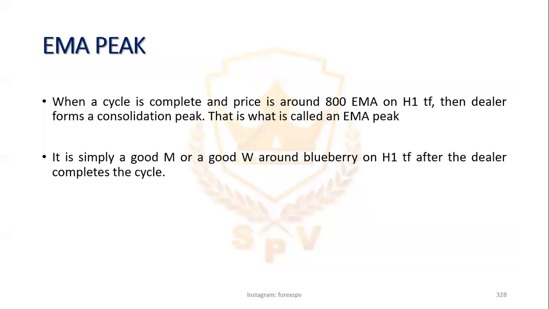We also have the EMA peak. How does it occur? When the cycle is complete and you find prices around the 800 EMA on the hour time frame, and then the dealer forms a consolidation type of peak or a news peak around that, then we call it an EMA peak. So simply a good M, a good W formation around the blueberry on the hour time frame, after the dealer completes the cycle, that's an EMA peak.